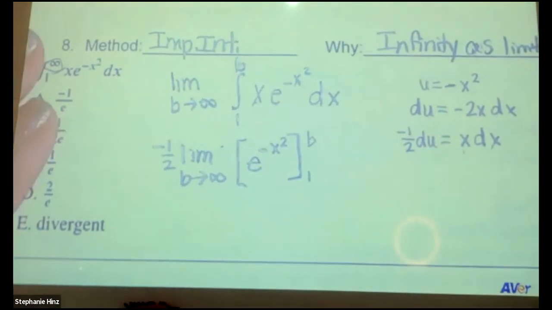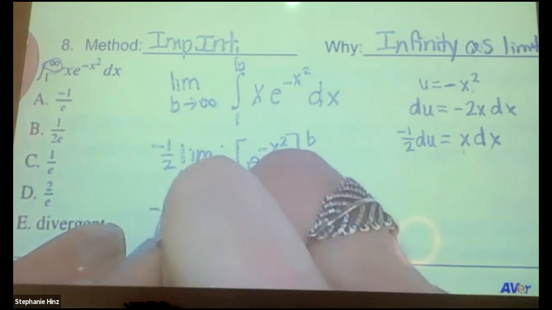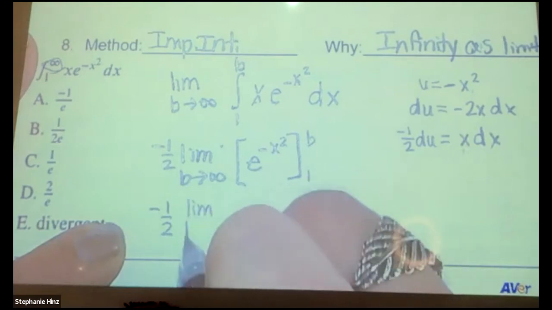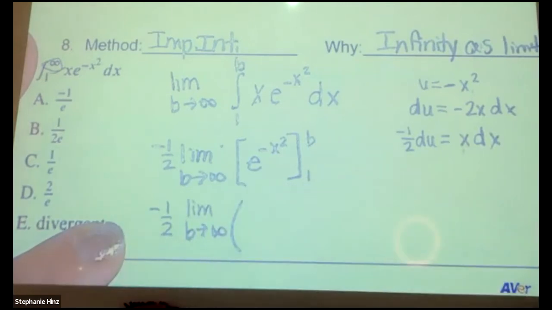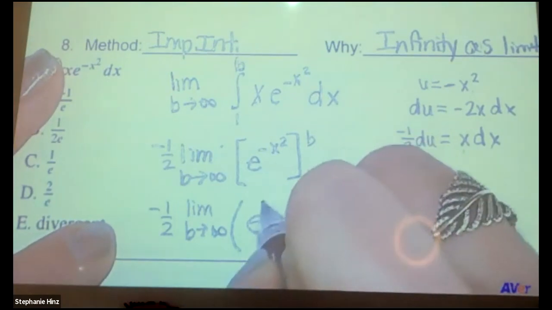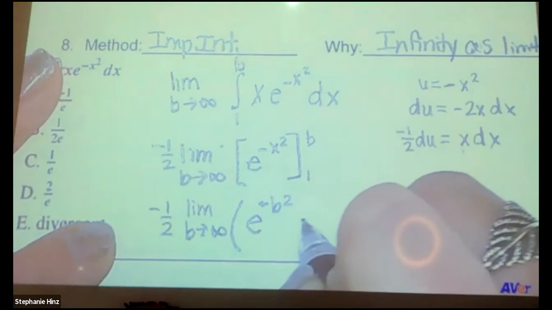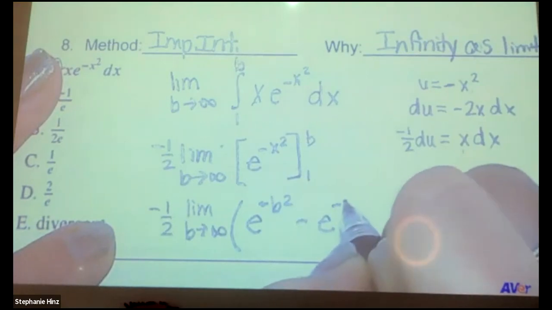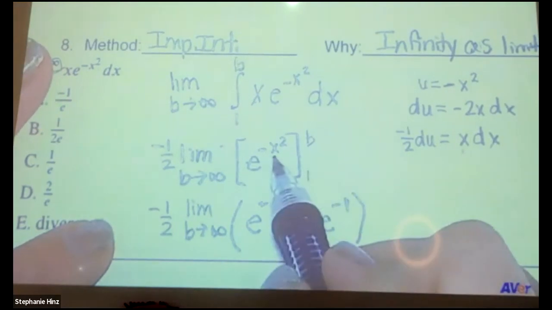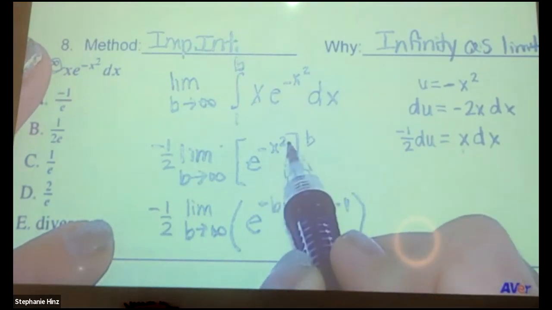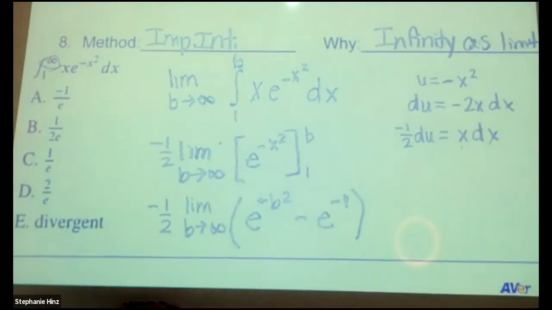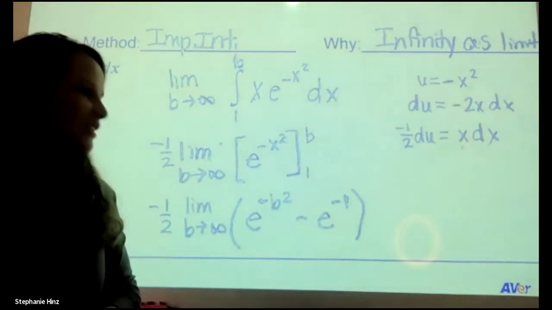So I now have negative 1/2 in the front, and I've got limit as b approaches infinity. And so this fundamental theorem of calculus, whoever said that, you're getting a workout today. e to the negative b squared minus e to the negative 1. Okay, when you plug that in, remember this is not negative 1 quantity squared, it is the opposite of 1 squared. I still have BC students that mess up on that all the time. Heck, I mess up on it too.